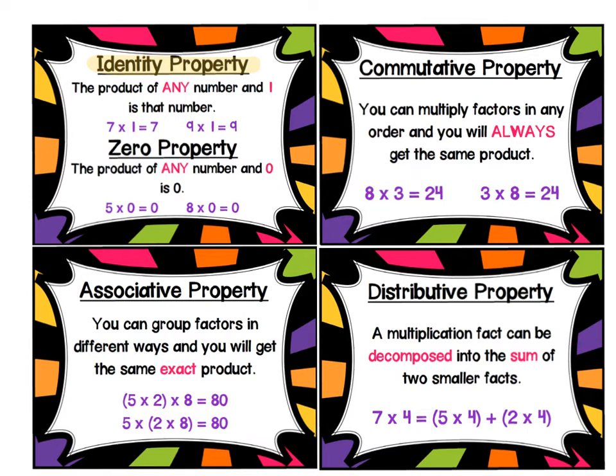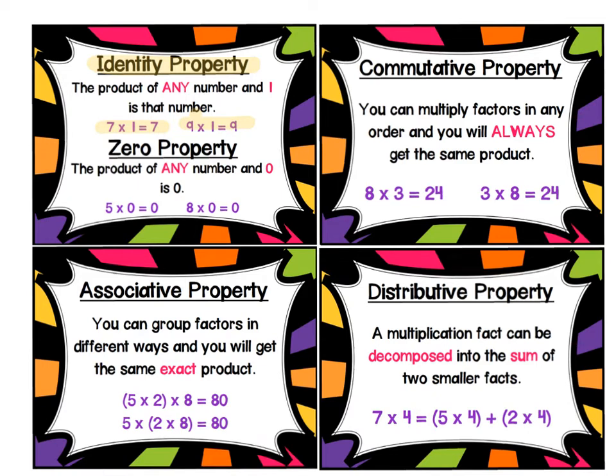This is a reminder that any number multiplied by 1 is that number. My examples are 7 times 1 equals 7 and 9 times 1 equals 9. That's true for any number, no matter how big or how small. And it's the same with the zero property.